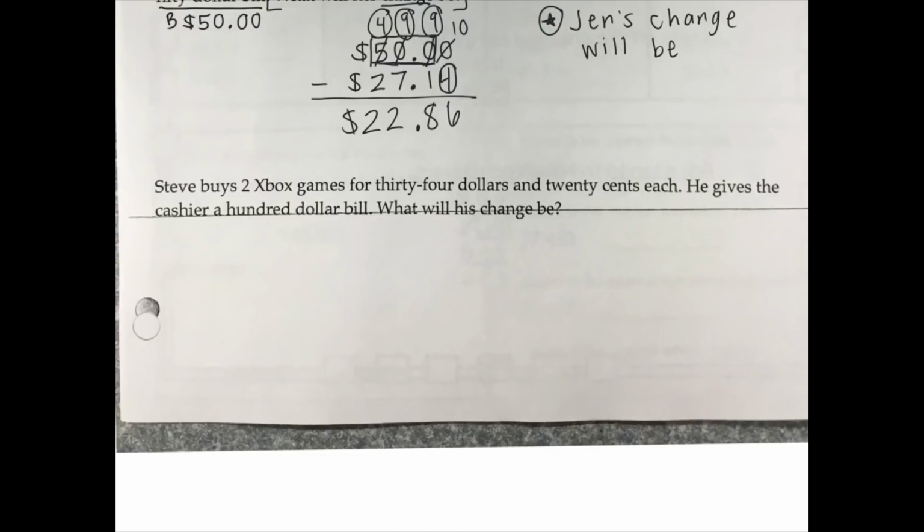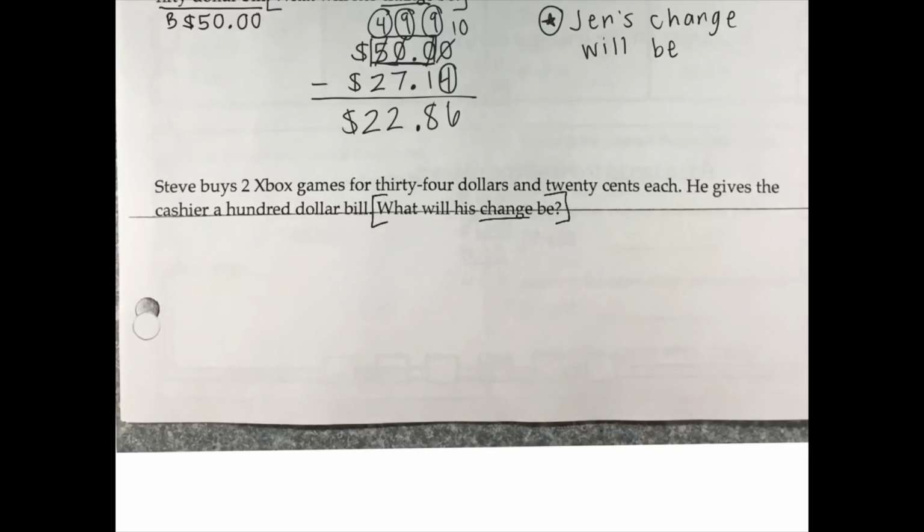Put your pencil down so we can understand the problem by reading and visualizing. Steve buys 2 Xbox games for $34.20 each. He gives the cashier a $100 bill. What will his change be? Pick up your pencil. The first thing we do is bracket the question. What will his change be?